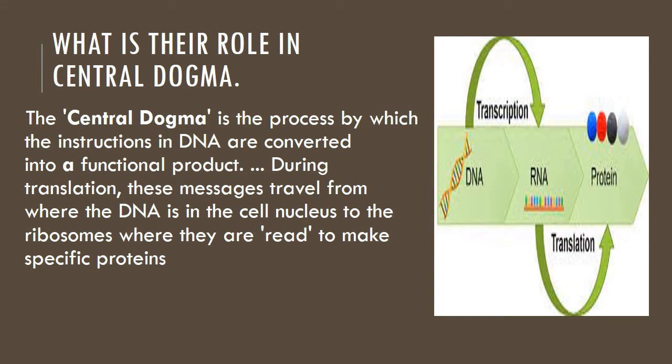What is their role in the central dogma? The central dogma is the process by which the instructions in DNA are converted into a functional product. During translation, these messages travel from where the DNA is, in the cell nucleus, to the ribosomes, where they are read to make specific proteins. The process shows transcription to translation, which is DNA to RNA and RNA to protein.